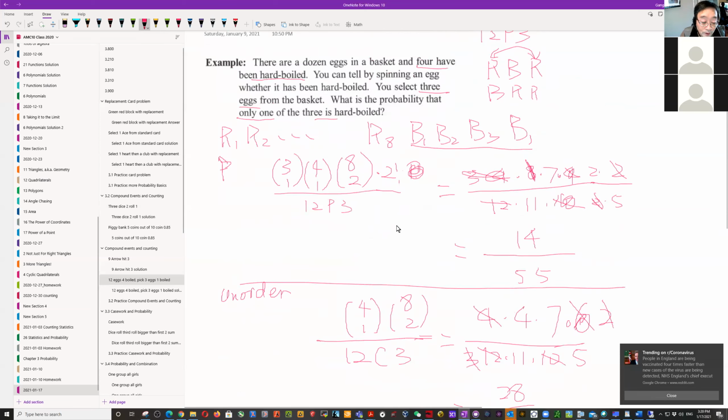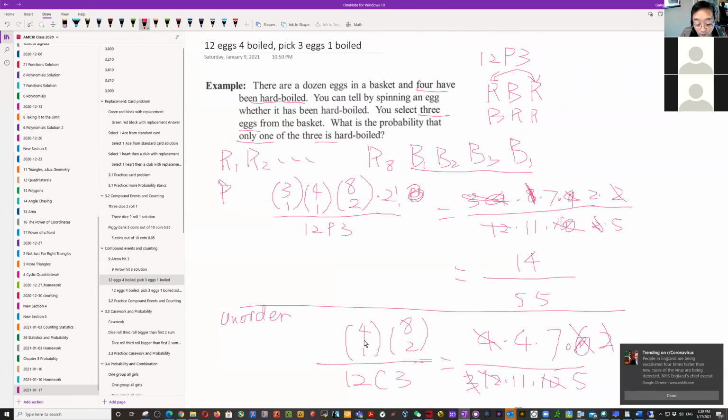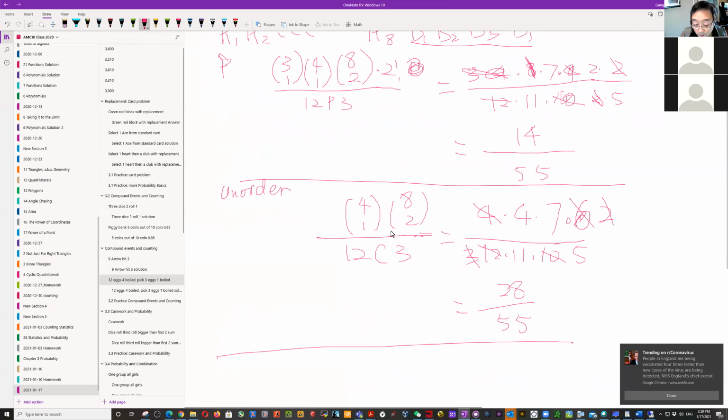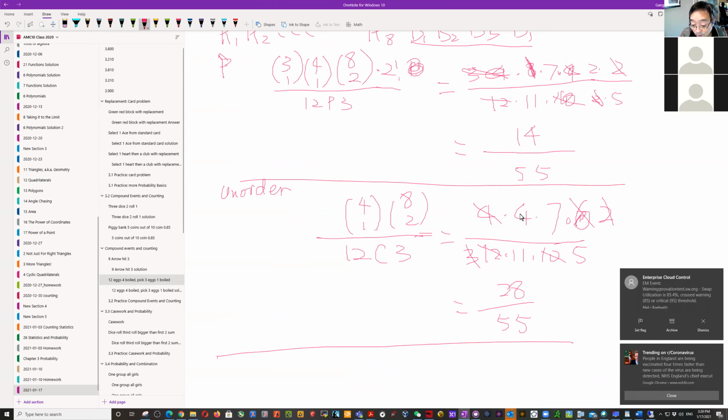Yeah, in this case, actually unordered seems to be more convenient. So basically this has higher likelihood of being right. So let's try to examine that again. 4 choose 1, just 4. 8 choose 2 is 4 multiply 7, that's right. And here is 12, 11, 10, and multiply 6.